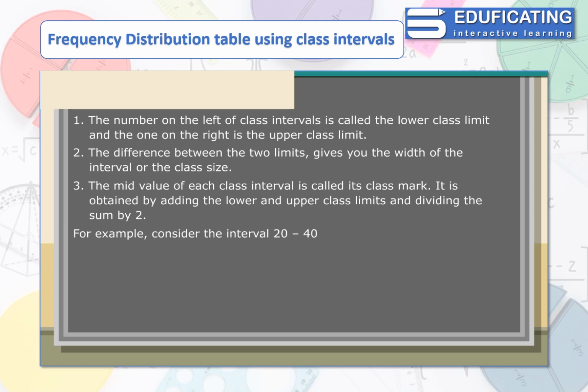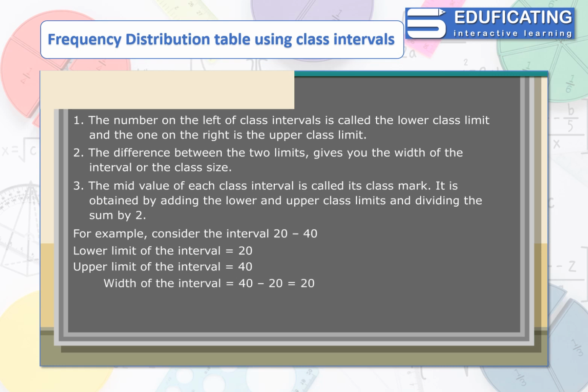For example, consider the interval 20 minus 40. Lower limit of the interval is equal to 20. Upper limit of the interval is 40. Width of the interval is equal to 40 minus 20, which equals 20. Class mark is equal to (20 plus 40) upon 2, which is equal to 60 upon 2, which equals 30.